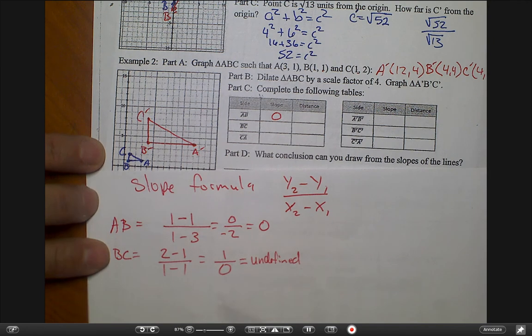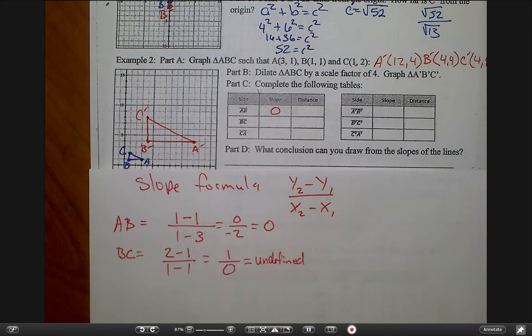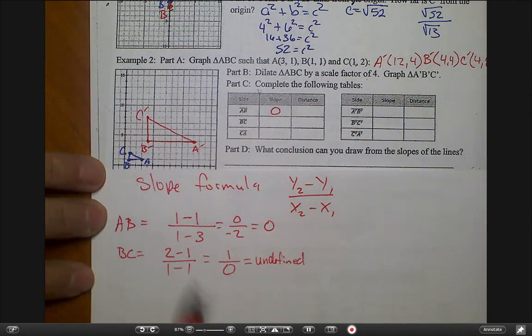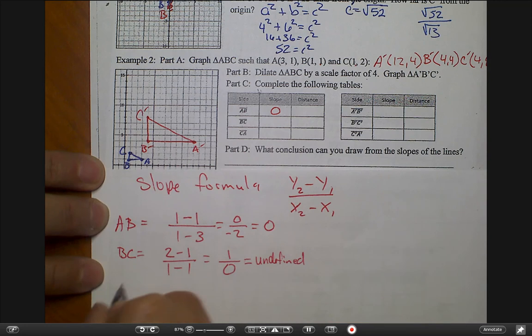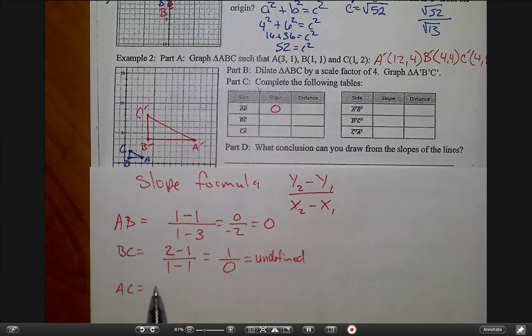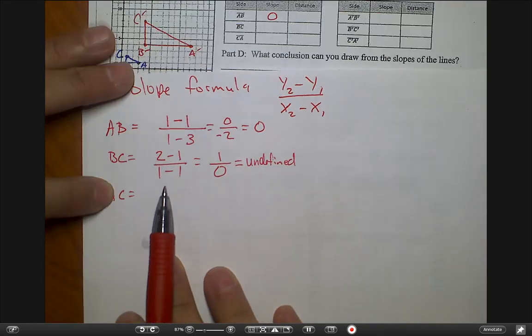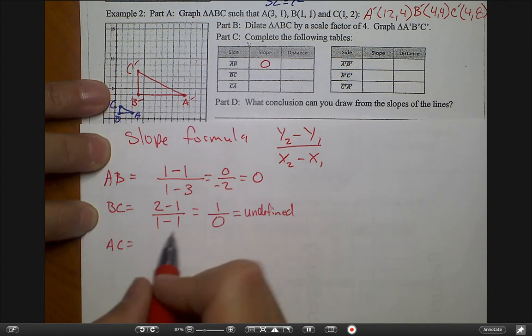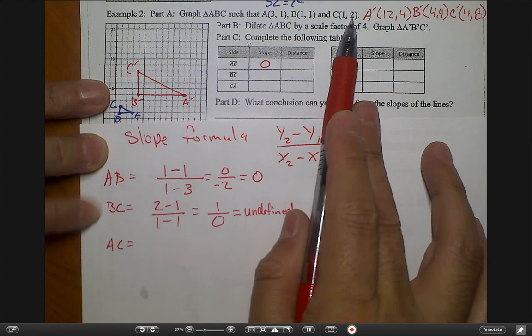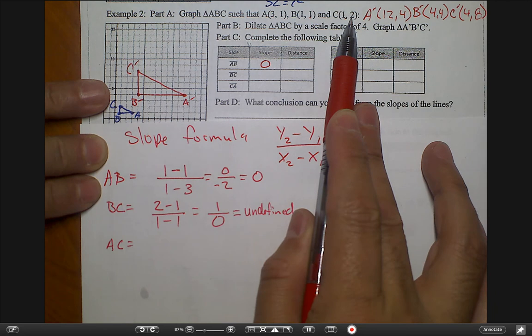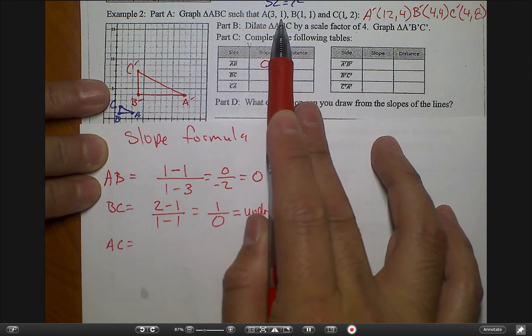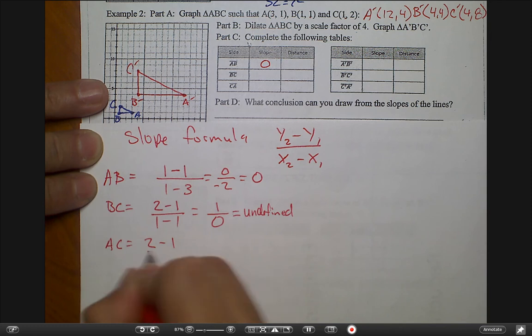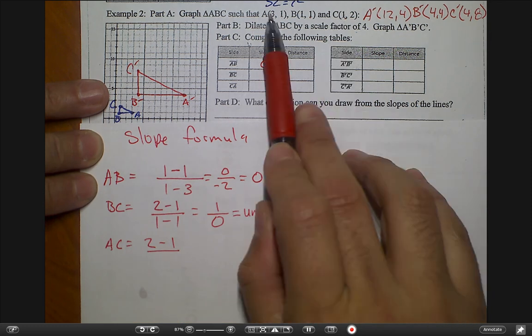Okay, let's do the next one. So what's the third side of my triangle that I have not done yet? CA, right? So I'm going to do CA or AC. I'll write it either way. So I'm going to write AC. It's going to give me the same thing no matter which way I do it. Okay. So what is y? So I'm using C as my second one. So it's going to be 2 minus 1, right? 2 minus 1 over 1 minus 3.